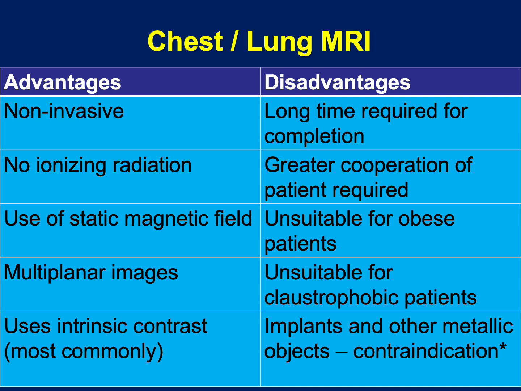Finally, lung or chest MRI is also possible, but there are some advantages and disadvantages of this. It is a non-invasive study with no ionizing radiation, using a static magnetic field and intrinsic contrast, so no external contrast needs to be given. However, the disadvantages are that it requires a long time for completion and greater cooperation of the patient, which is not always possible. It's not suitable for obese patients or claustrophobic patients, and patients with metallic objects or implants are not able to get an MRI.